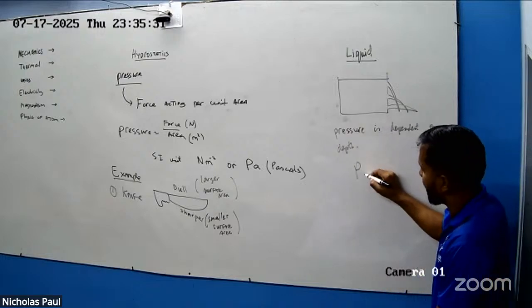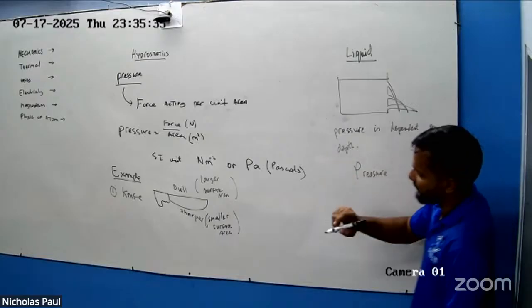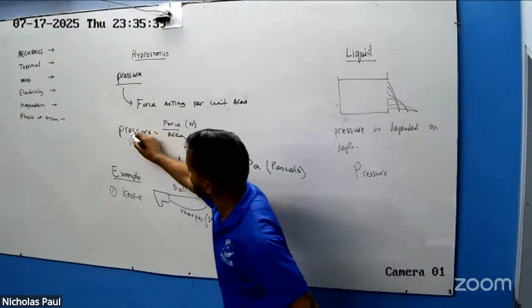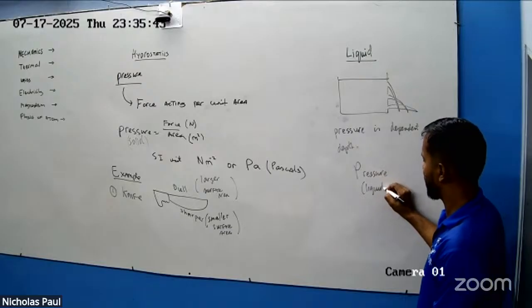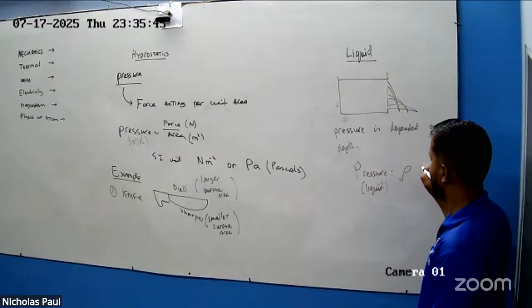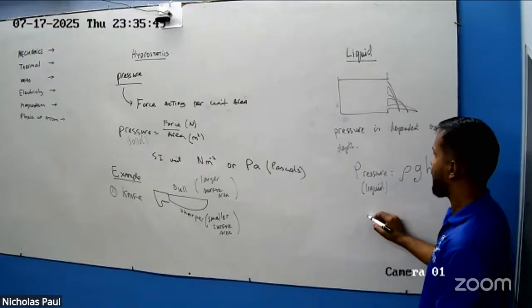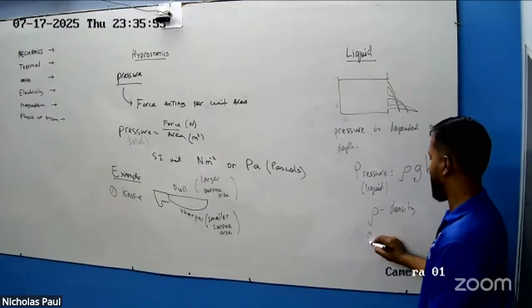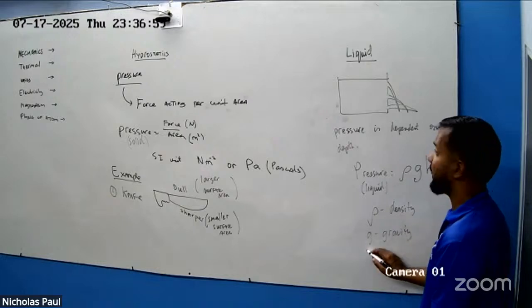So the formula should give you that. This one is pressure on a solid. Pressure in a liquid is density times gravity times height. This symbol is density, this symbol here is gravity, and the last is depth.